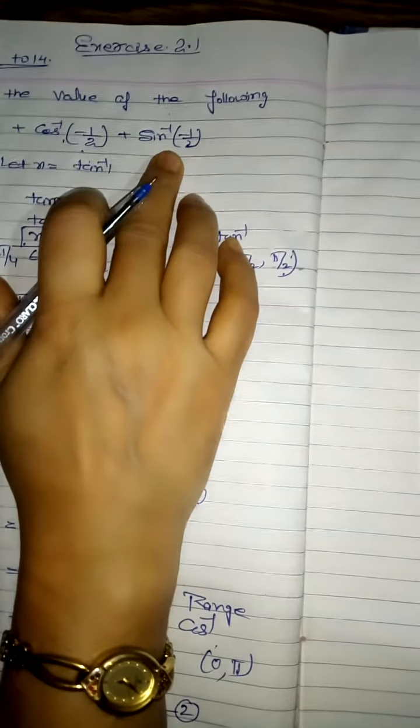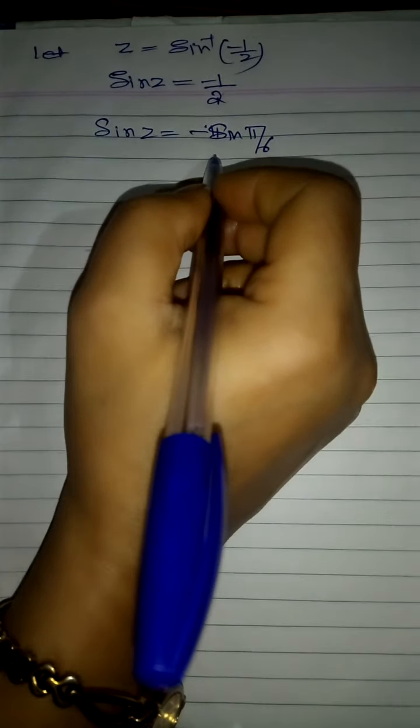Now the third one is sin inverse minus 1 by 2. Let us solve the third one. Let z equal to sin inverse minus 1 by 2. So sin z equal to minus 1 by 2, and sin of 30 degrees is 1 by 2, so we can write minus sin of pi by 6.